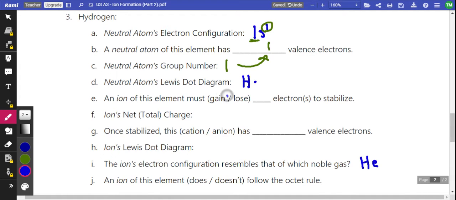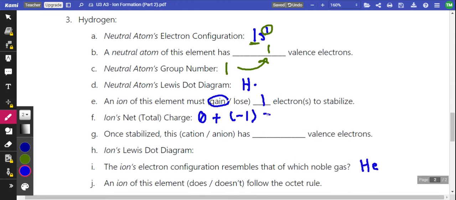So hydrogen is going to gain 1 valence electron in order to become more stable. Started with a charge of 0, gained 1 negatively charged electron. That leaves us with a charge of -1. So this anion is going to end up with 2 valence electrons, the one it started with and the one it gained. So our Lewis dot diagram is going to look something like this: H with two dots. You can put those anywhere. And we have a -1 charge.